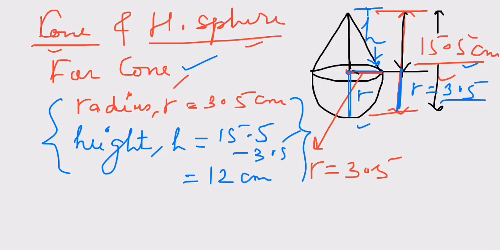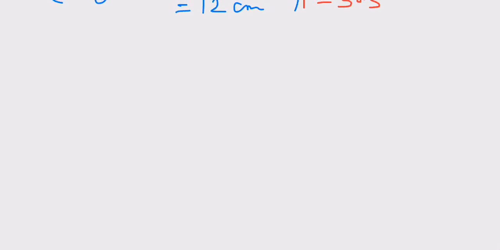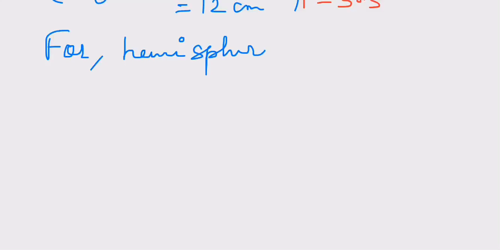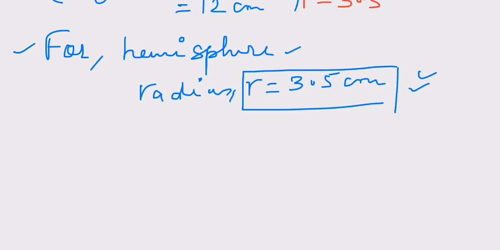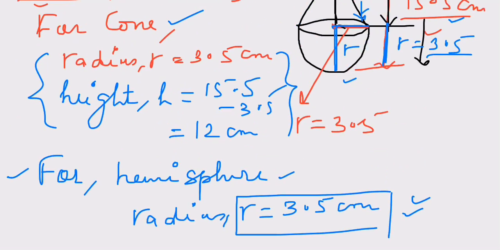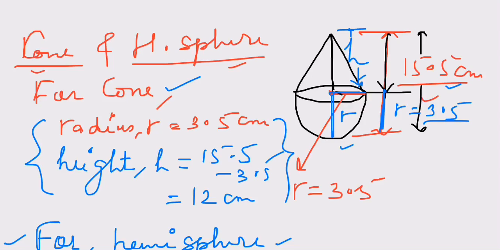Now come to the hemisphere. For the hemisphere it is very easy, because for a sphere and hemisphere there is only one parameter, that is the radius. And for the hemisphere the radius is the same as that of the cone, that is 3.5 centimeter. So for the cone and hemisphere we have obtained all the information we required. Now next is to find out the area, whether it is the surface area or the curved surface area or the total surface area of the cone.